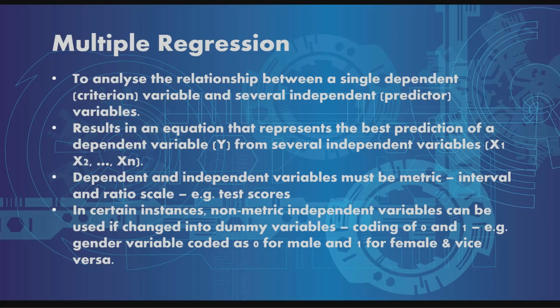Your dependent and independent variables must be metric, interval, and ratio scale, for example, test scores. But in certain instances, if your independent variables are categorical, you can actually change them into dummy variables. For example, you can use a coding of 0 and 1. If you have gender, which is a categorical variable, you can code it as 0 for male and 1 for female, and vice versa. Then run your multiple regression.